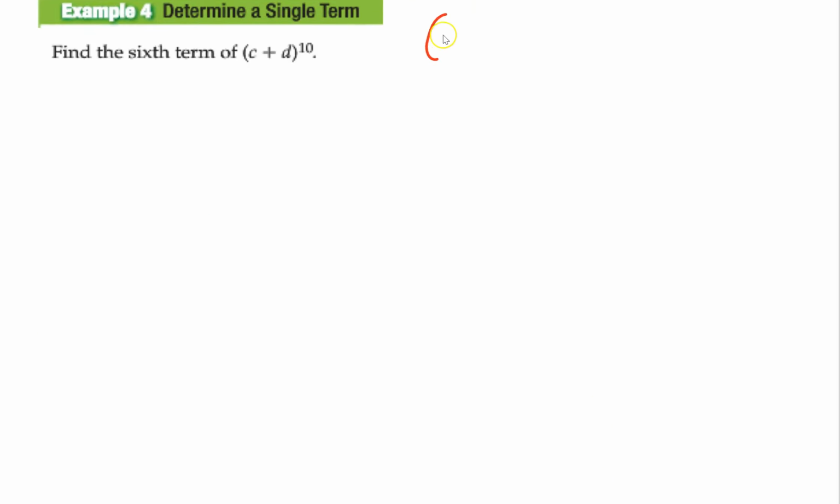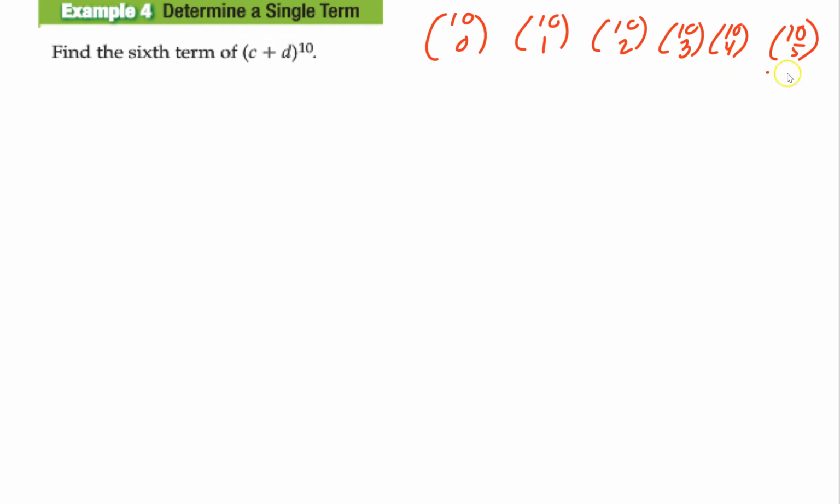The 6th term will be 10 choose 0. 10 choose 1. 10 choose 2 is the 3rd term. 10 choose 3. 10 choose 4. 10 choose 5 is the sixth one, right? So if I'm asking for a term number, it's always one less.